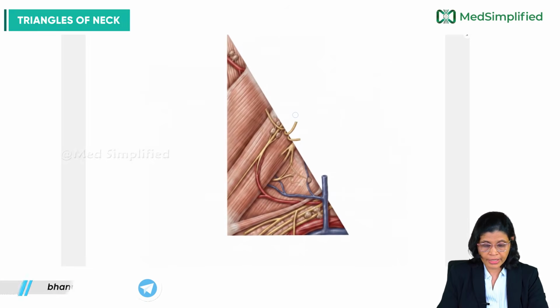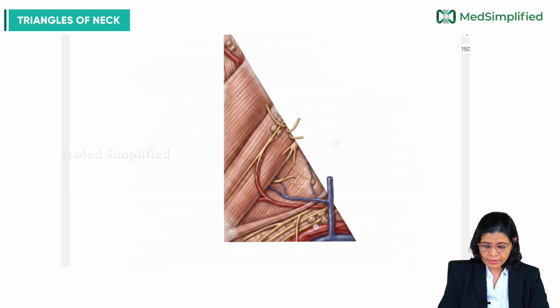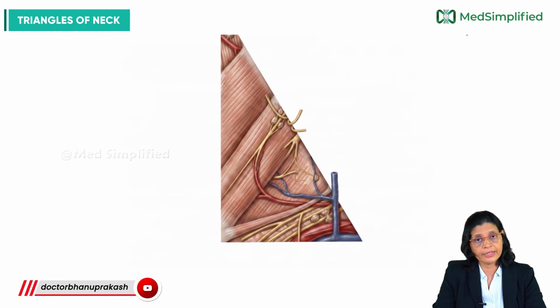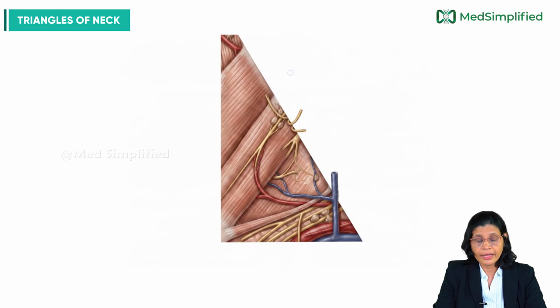Now we come to the contents. The inferior belly of omohyoid divides this triangle into a larger occipital triangle and a smaller subclavian or supraclavicular triangle. It is called subclavian because the subclavian vessels are seen there, and supraclavicular because it is above the clavicle.